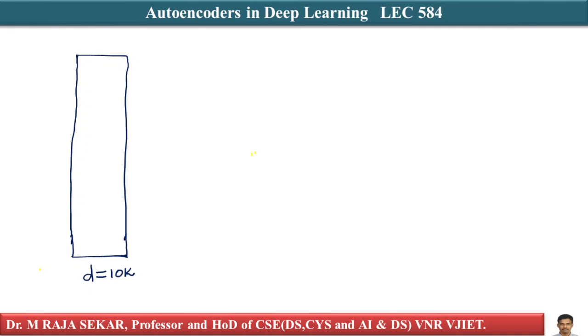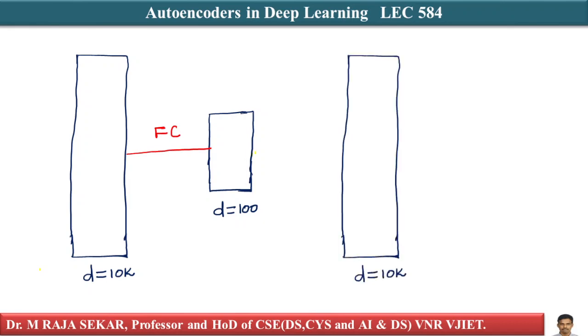Suppose I want to create a 100 dimensional representation of this data. Let me assume I'm going to create a 100 dimensional representation and it is fully connected again. I will get my d equal to 10k, 10,000. Let's assume this is a very simple autoencoder. I can even have very deep autoencoders also.